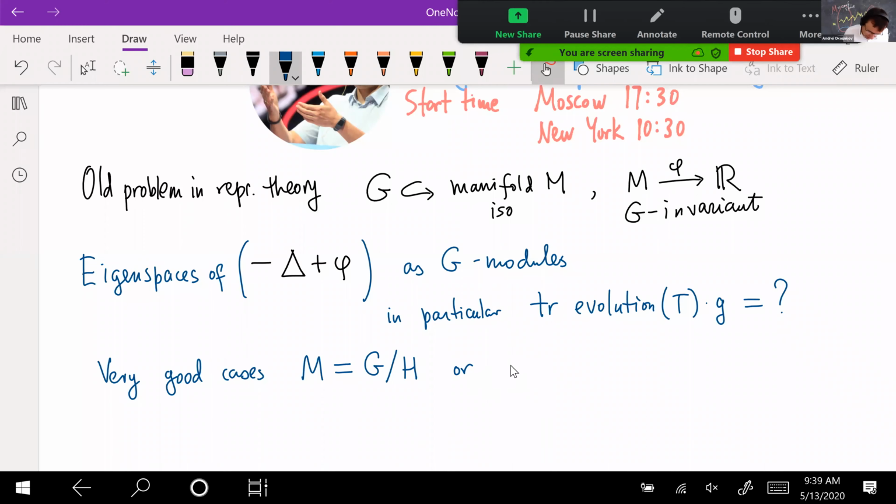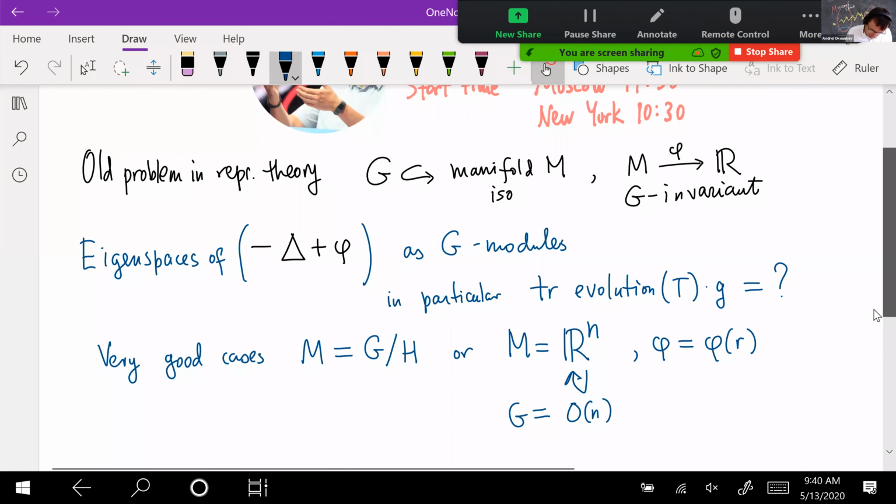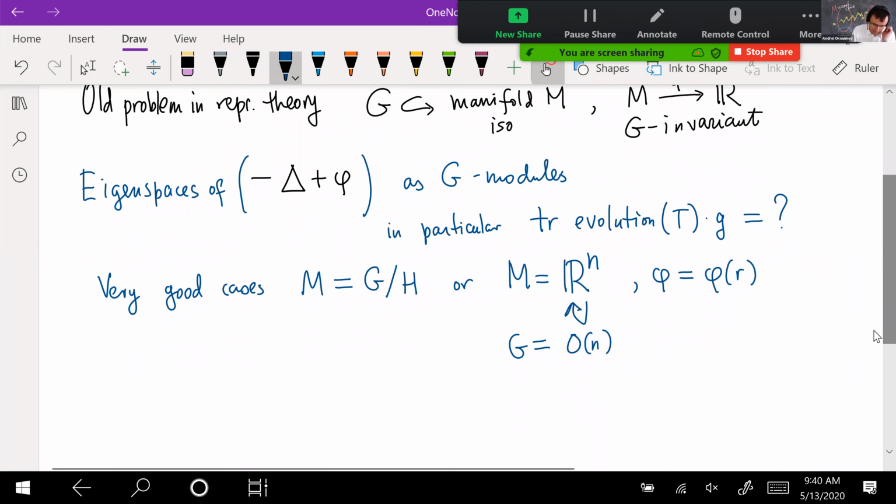or almost homogeneous, or like M is R^n, the group G is the group of rotations, and phi only depends on the radius, so it's rotation invariant. These are very good cases because, for example, in the second case we understand the harmonic analysis on the sphere. If I take the quotient of R^n by this rotation, I'm left with a one-dimensional operator. We can understand the spectrum of a one-dimensional operator. But in general, this is very difficult to compute.